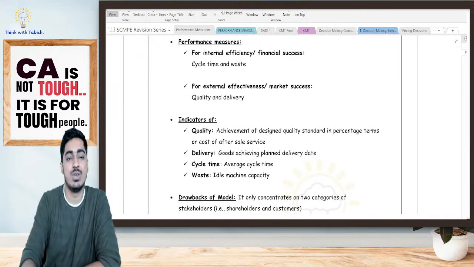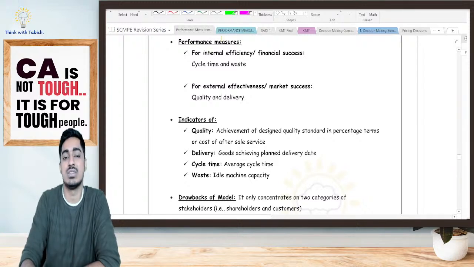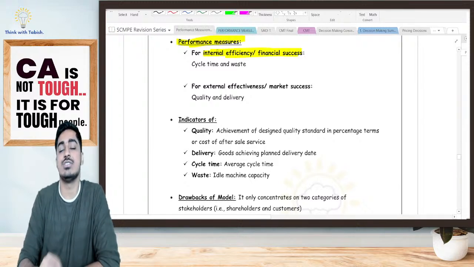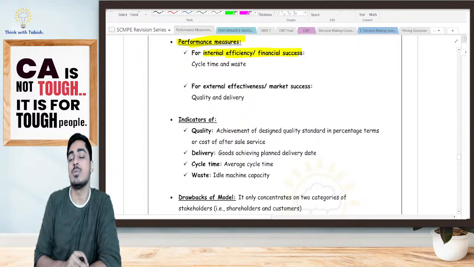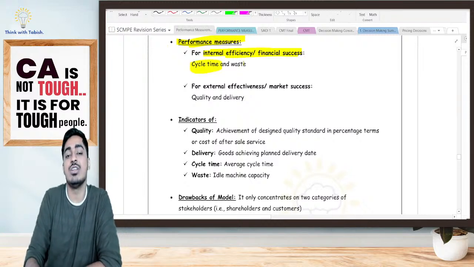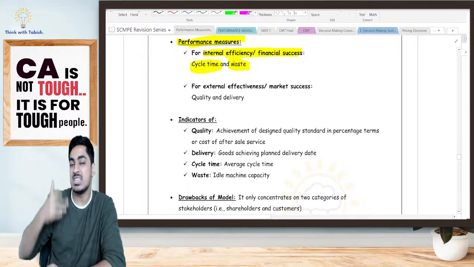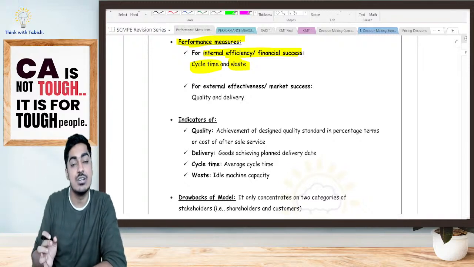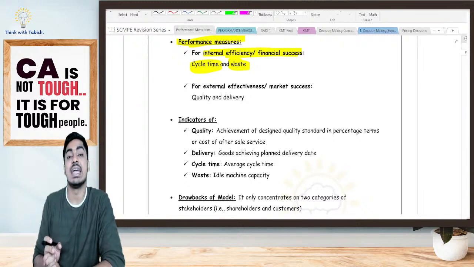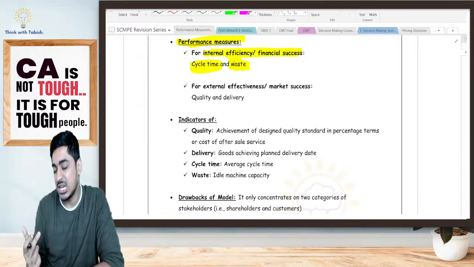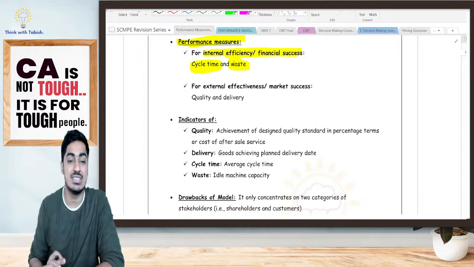Performance measure. Now, if a question is asking you for performance measures for your internal efficiency or financial success, what are the two performance measures, students? Your cycle time and your waste. Question data will be given. You should see from last period to this period whether my cycle time has reduced, whether my waste has reduced. If both have happened, I can tell that I am doing my work in the most productive way. That means I would have achieved financial success.